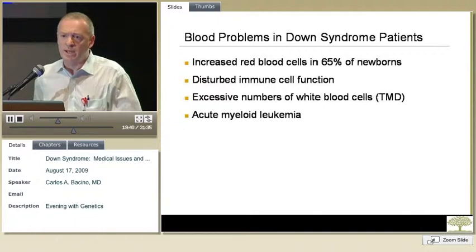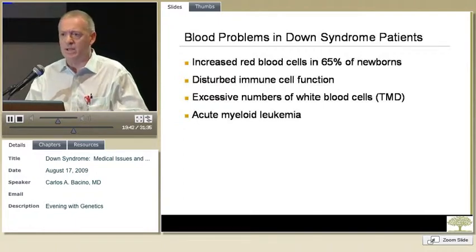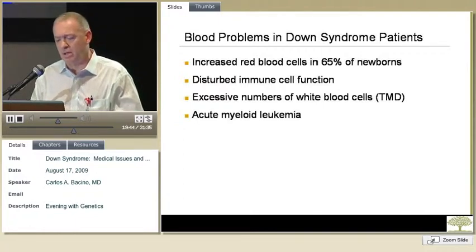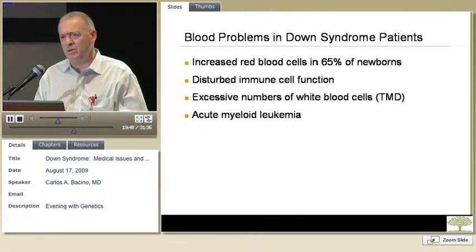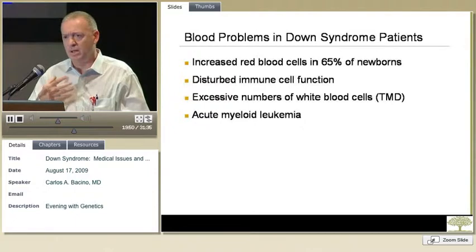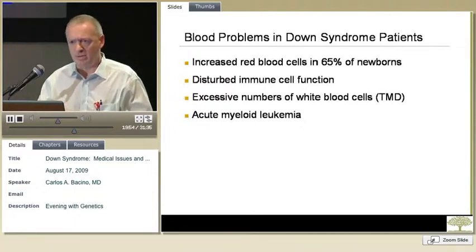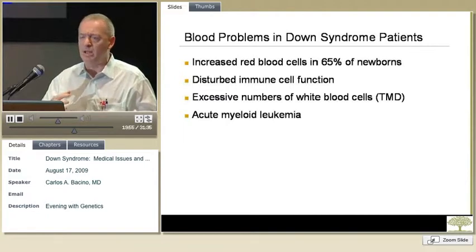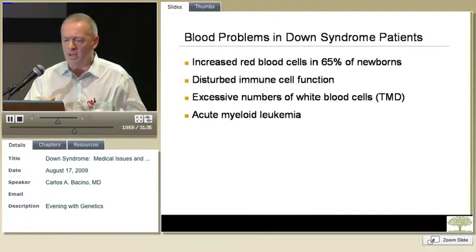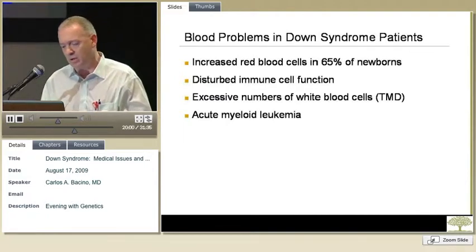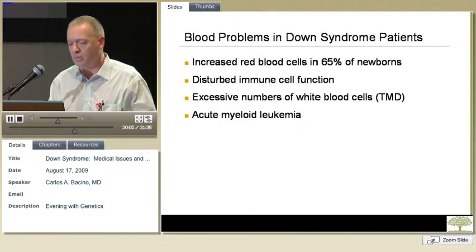And we know now that there are a lot of blood-related issues that can appear in Down syndrome. Early on, many of the kids with Down syndrome may have an increased number of red cells, and that's something that happens a little bit more commonly than in regular newborns. But that's something that will fix by itself.